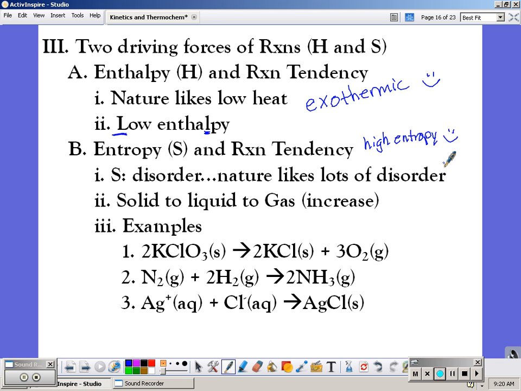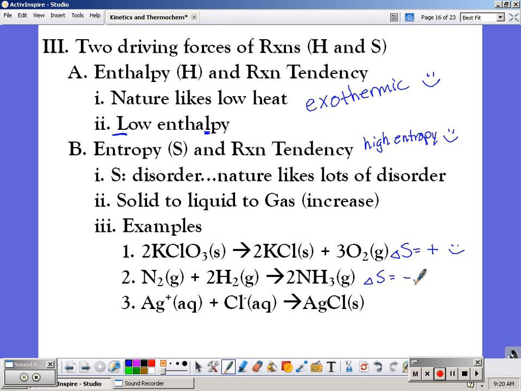If I look at my first example, I have two solids forming two solids and three gases. Since I'm increasing the amount of gas, I'm increasing my disorder, so delta S is going to be positive, which is a good thing. Nature would like that. In number 2, I'm going from having 3 gases to only having 2 gases, which means I'm decreasing my disorder. Nature doesn't like that.